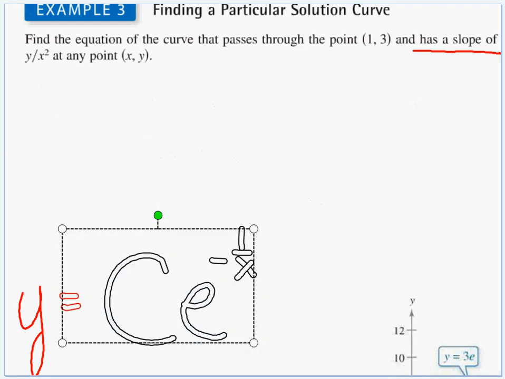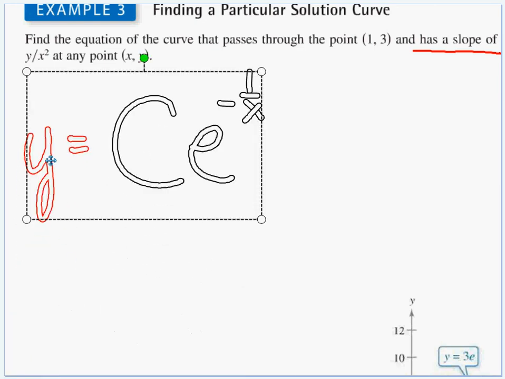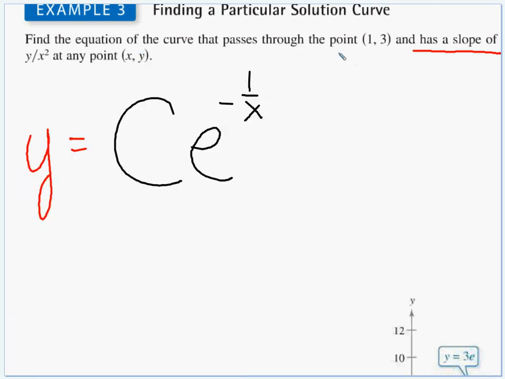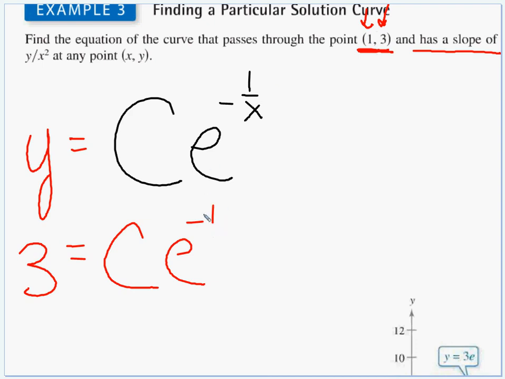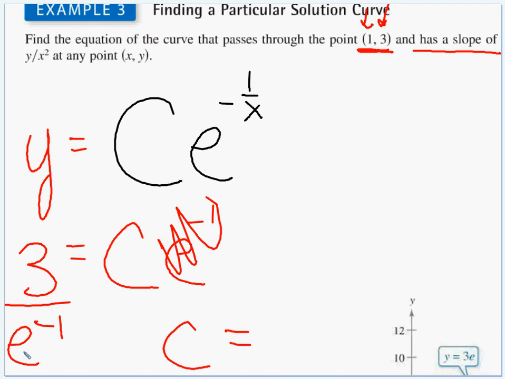Now we want to find the particular. There it is. So they gave us a point, (1, 3). X turns into a 1, y turns into a 3. So our exponent here becomes a negative 1 over 1, or just negative 1. Let's divide both sides by e to the negative 1. Or we could just say c equals, bring that up and make it positive, 3 times e to the first.